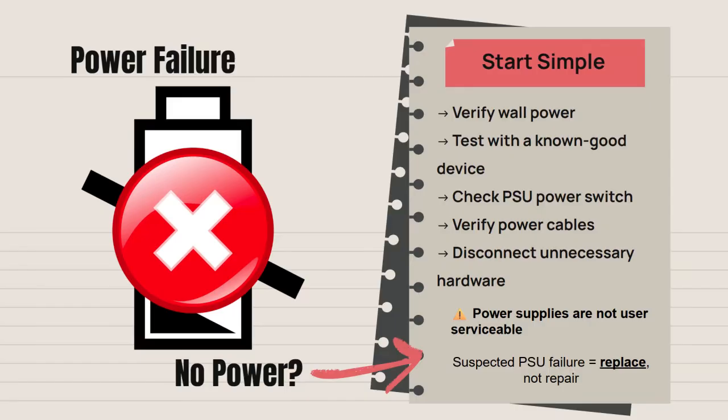Now, to diagnose a no power issue, always start simple. Check wall power, test with known good devices, verify PSU switches and cables, and disconnect unnecessary hardware. Power supplies are not user serviceable. If one is suspected faulty, replacement is the only correct solution.